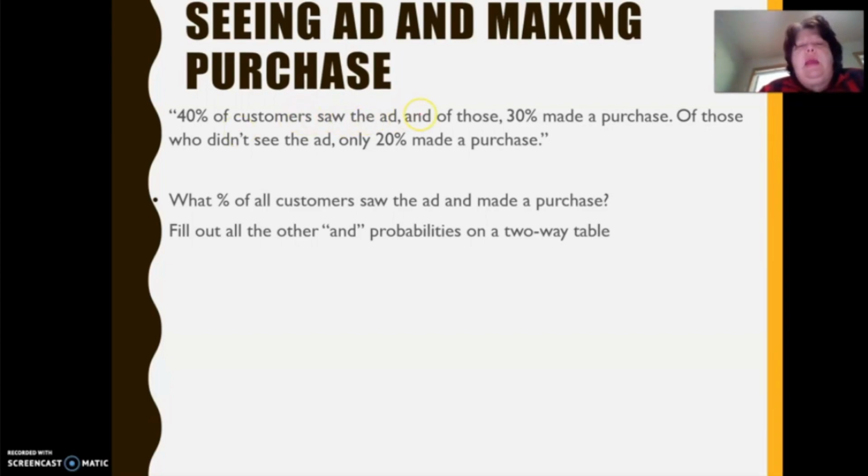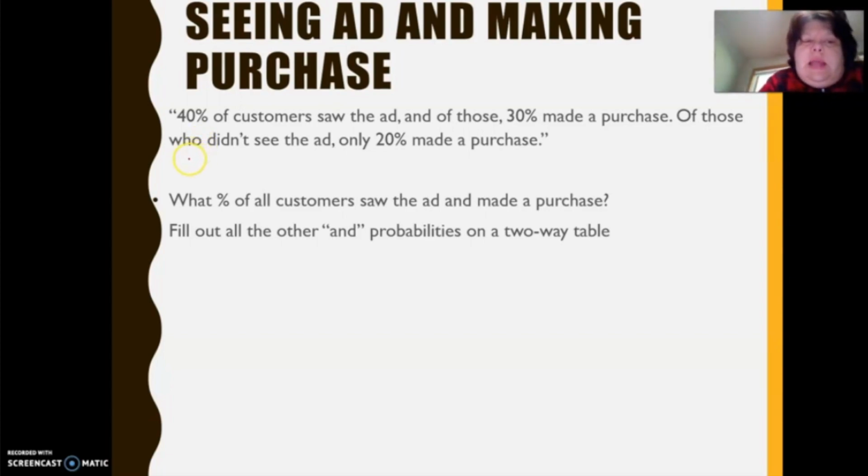40% of customers saw the ad, and of those, 30% made a purchase. Of those who didn't see the ad, 20% made a purchase. So you're given information about two groups, the ones that saw the ad and the ones that didn't see the ad. And you want to know what percentage of all customers saw the ad and made a purchase. So there's two groups, and you're looking at the intersection of saw the ad and made a purchase. That's our first question. And then we have other questions to answer as well.